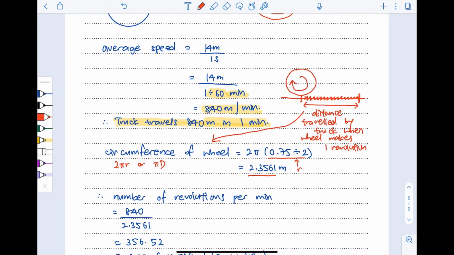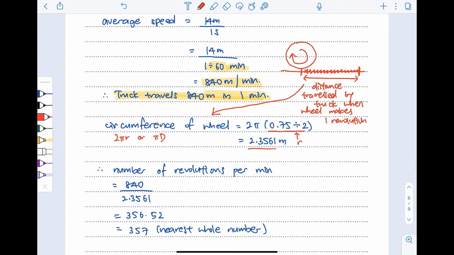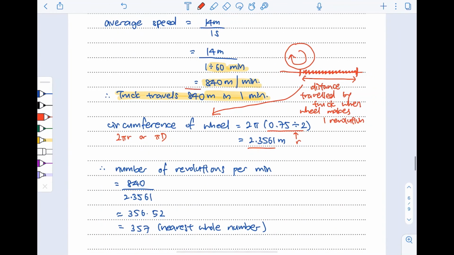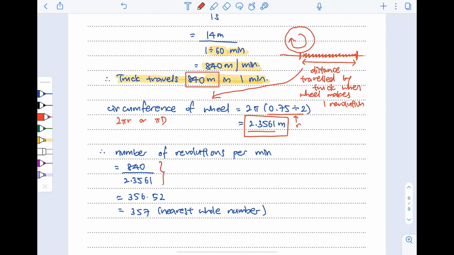So the number of revolutions per minute will be, because we see that the truck travels 840 meters in 1 minute, and one cycle itself, the circumference of the wheel, is 2.3561. So what we have to do is to take 840 divided by 2.3561, and we will get 357 when we round it off. And this is the number of revolutions per minute for the truck wheel itself.